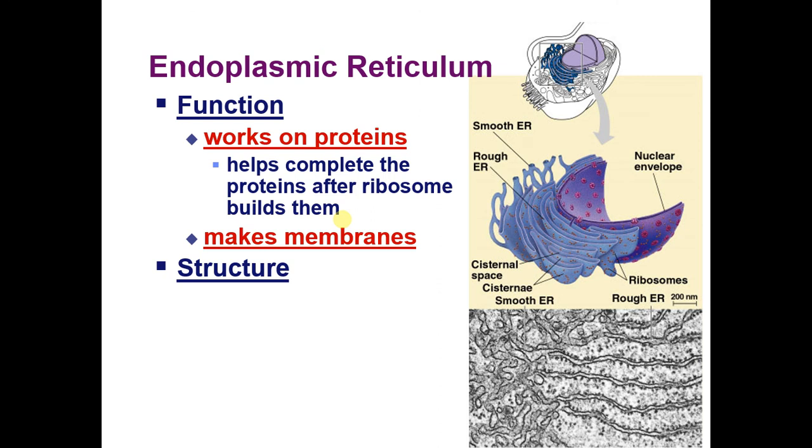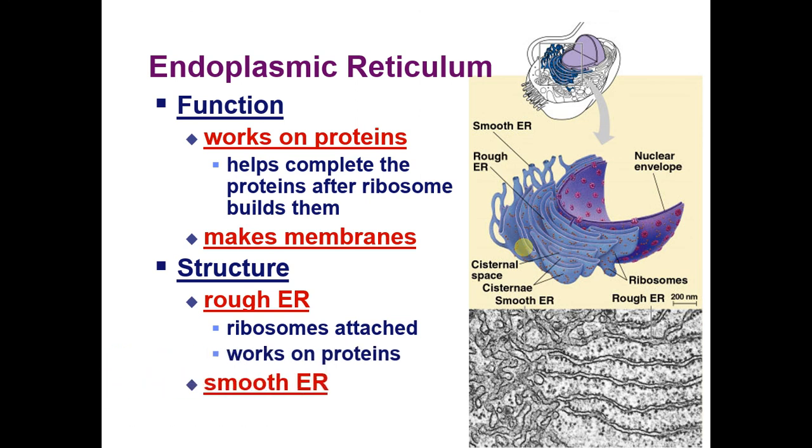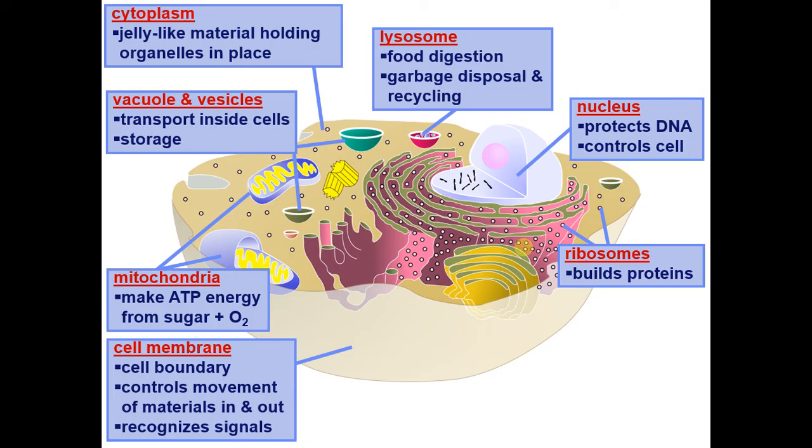The endoplasmic reticulum also replenishes the cell membrane. There's a rough ER, called rough because it has ribosomes attached to it. And there's the smooth ER, because it's smooth. There's no ribosome attached to it, which makes more of the plasma membrane.